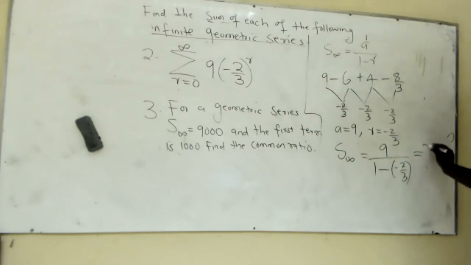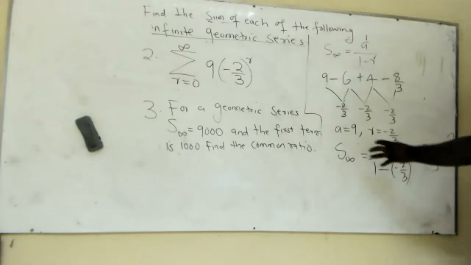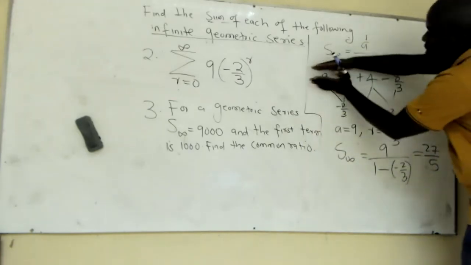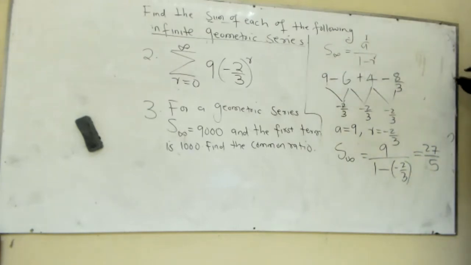27/5. Yes, that is the answer we are looking for. So what does this answer mean? This answer simply tells you that when you sum all these terms from the geometric series, you are going to get the final answer of 27/5. That's simply what this series tells you.